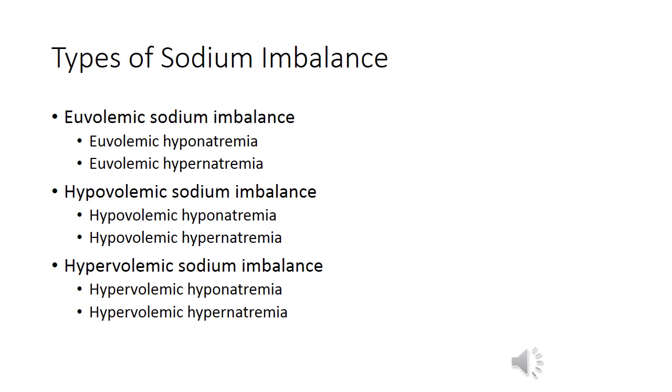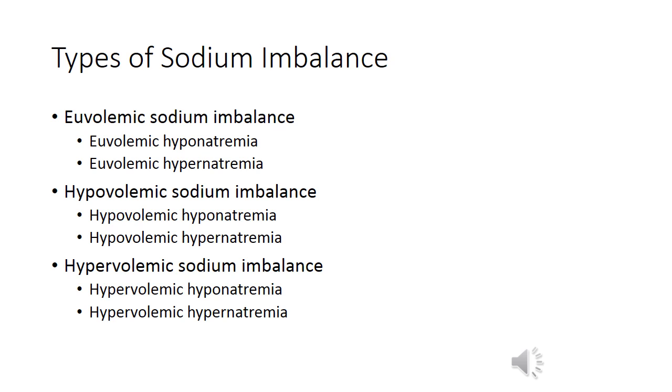Hypovolemic sodium imbalances occur when the amount of water in the body is decreased, or fluid volume deficit. Hypovolemic hyponatremia occurs when there is not enough water and not enough sodium in the bloodstream. Hypovolemic hypernatremia occurs when there is not enough water in the bloodstream. The lack of water concentrates the normal sodium content in the body, increasing the sodium level in the blood.